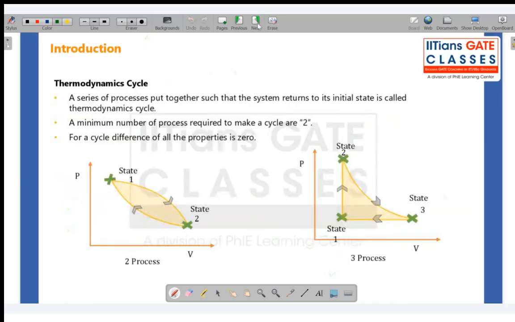Okay, let's move ahead. Now, thermodynamic cycle. So what is a cycle? You tell me. A cycle is basically you start from somewhere.